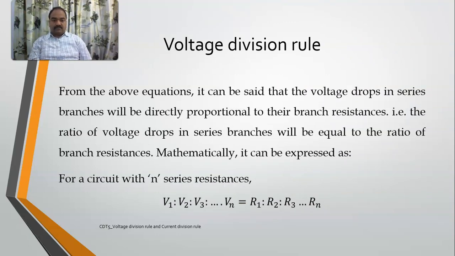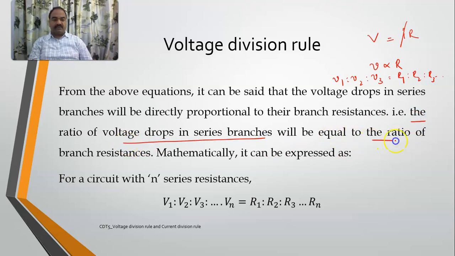Right. So it can be said that, again, I can simply apply Ohm's law. V is equal to I into R. In series circuits, I is constant. So V is proportional to R. So if there are n number of series connected resistors, this is the ratio which is applicable. The ratio of voltage drops in series branches will be equal to the ratio of the branch resistances. This is the mathematical expression.